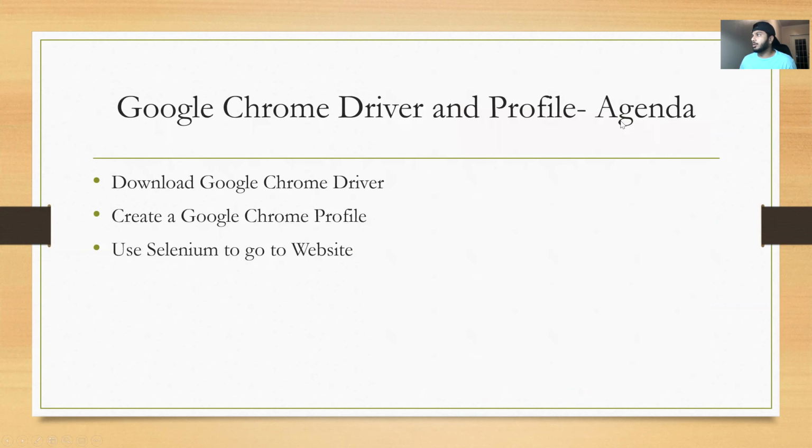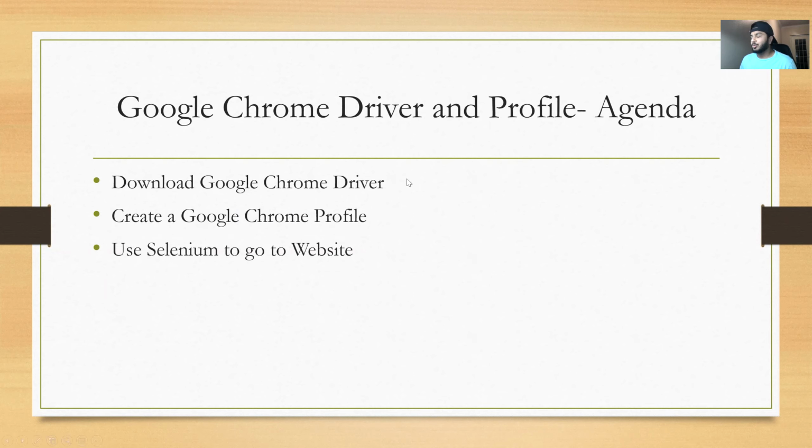So a quick agenda for this section. Like I said, we're going to do three things. We're going to download the Google Chrome driver. We're going to create a Google Chrome profile that's separate from your default profile. And then we're going to write up some code in Jupyter Notebooks and use Selenium to go to a website. So let's briefly talk about what the Google Chrome driver is.